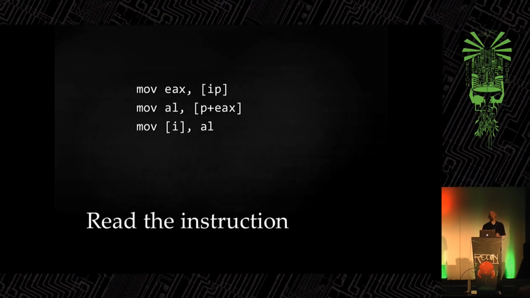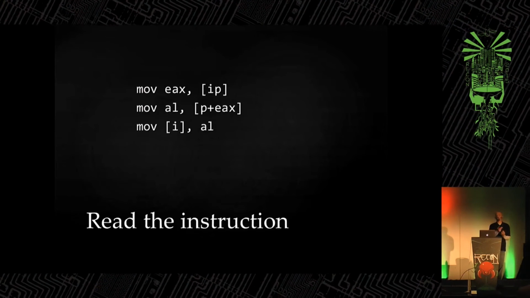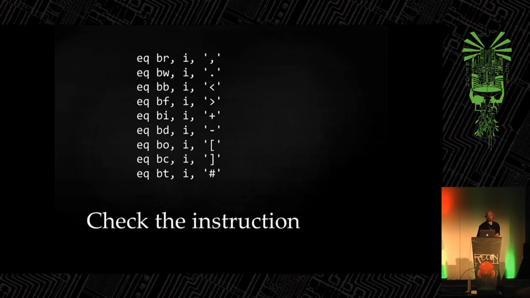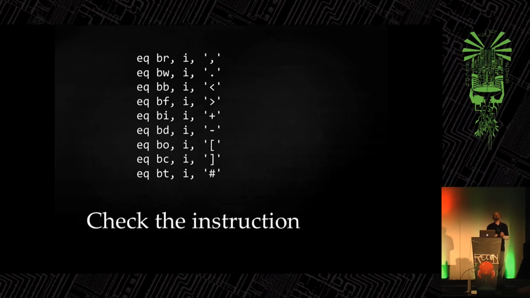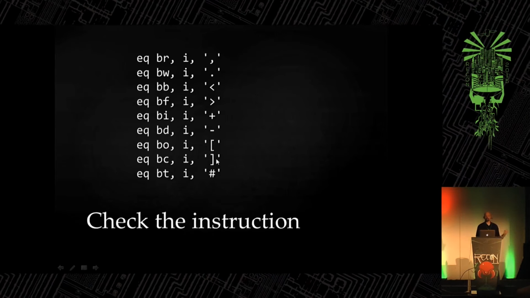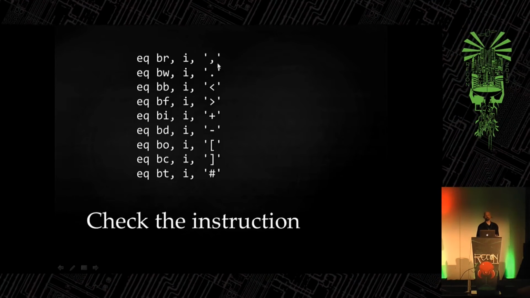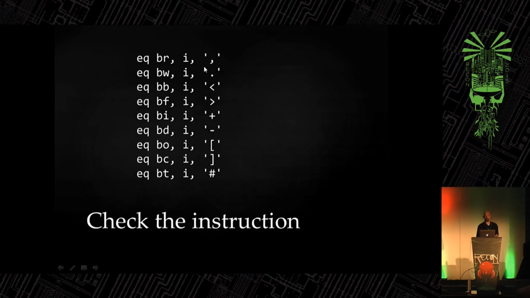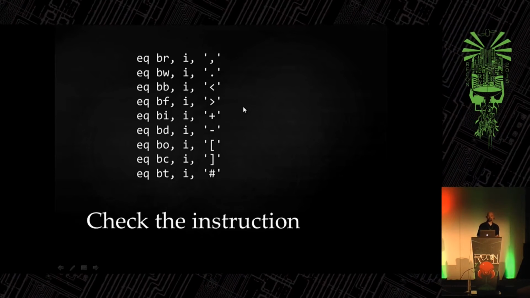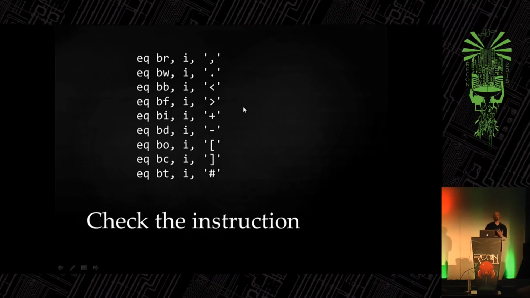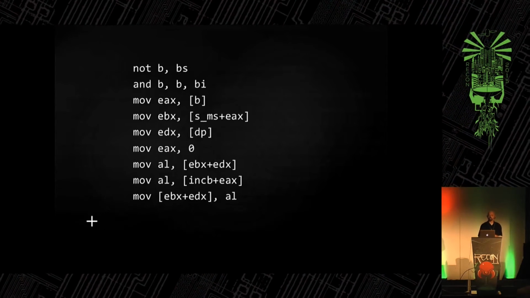It's going to start out by simply using some moves to read in the current Brainf*** instruction. Then we're going to figure out what that instruction is using our equality macro. Again, this equality macro expanding to a bunch of moves. We're going to see, is the instruction output, is it input, is it incrementing or decrementing the data pointer, et cetera, et cetera. So we're going to figure out what that Brainf*** instruction is.